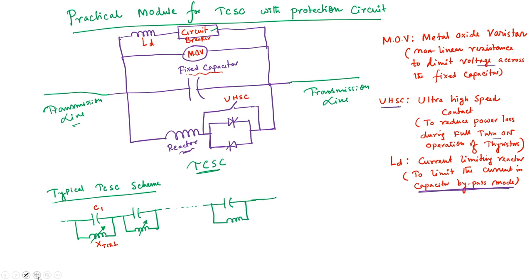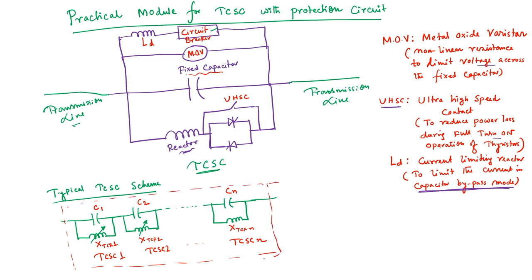So, we can understand that this is C2, fixed capacitor 2, this is X TCR 2, this is Cn, X TCR n. So, we have this is TCSC 1, this is TCSC 2, and similarly we have n number of TCSC units which will be connected in series to form a single TCSC scheme. So, this is how the practical or typical scheme of TCSC looks.